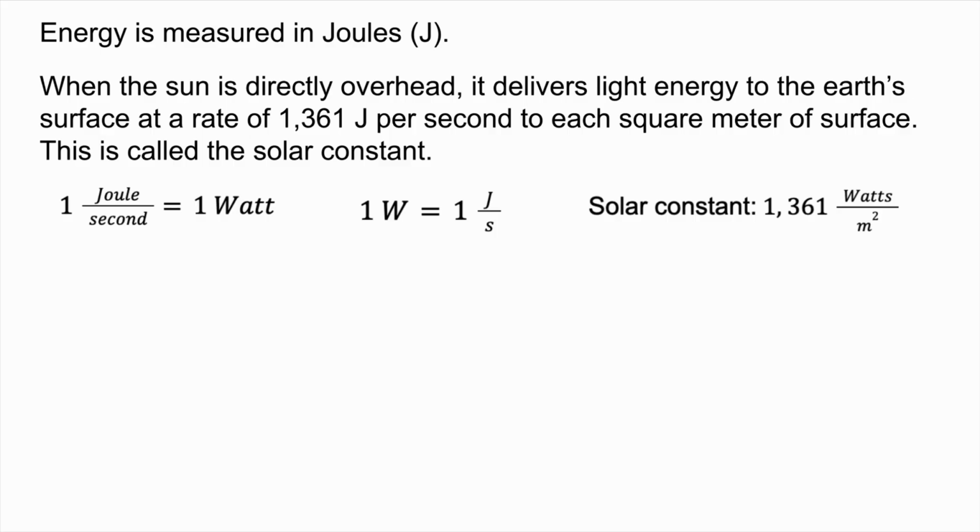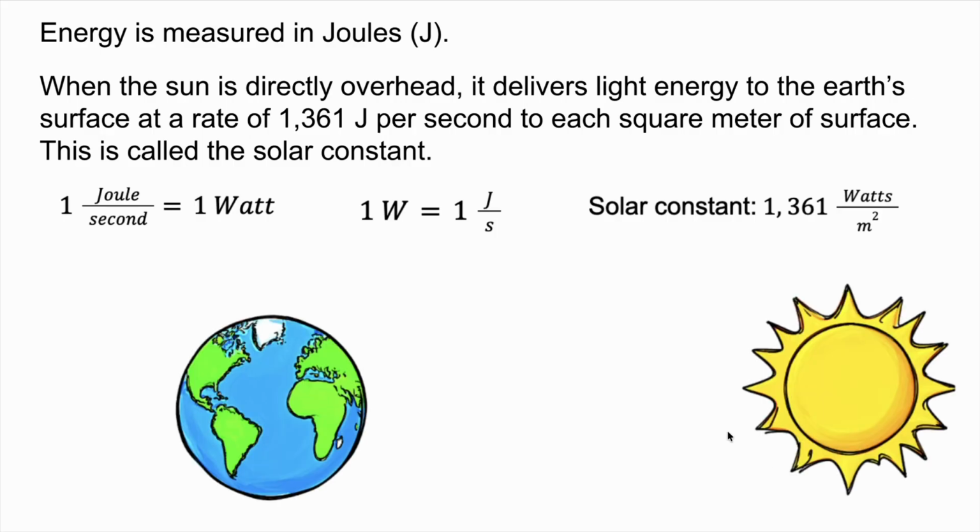So let's take a look at what this means. Here I have the Earth, I have the sun, and what I'm going to do is position a solar panel that's 1 square meter in area at the equator. Now, as energy arrives from the sun, there's going to be 1,361 joules arriving every second on that square meter, so I'm going to record a power of 1,361 watts per square meter, which is the solar constant.